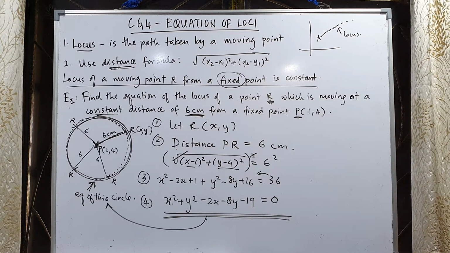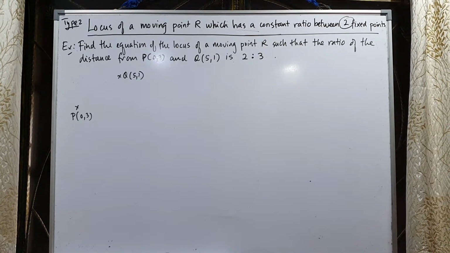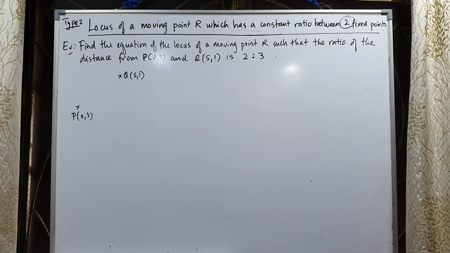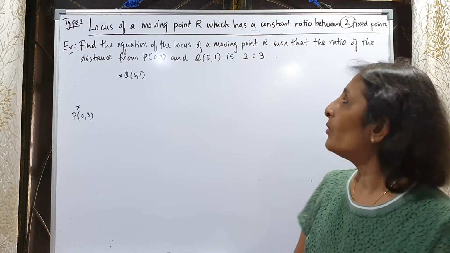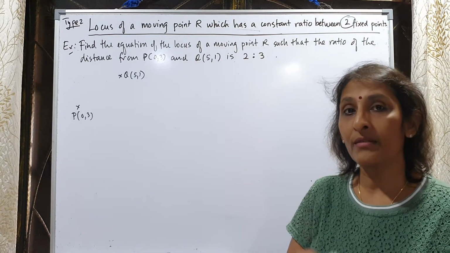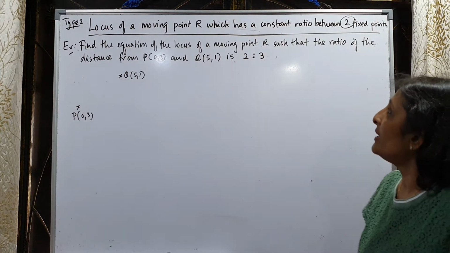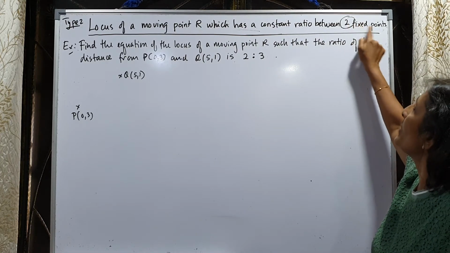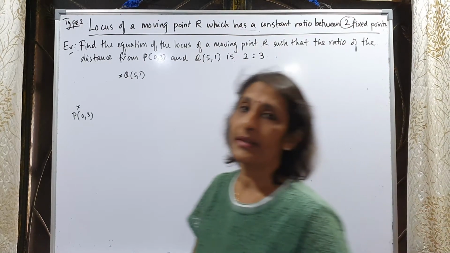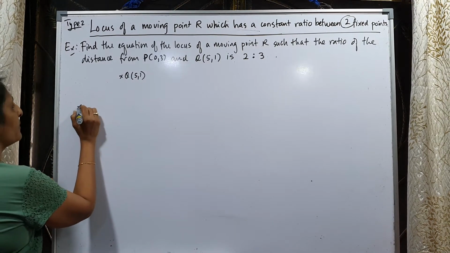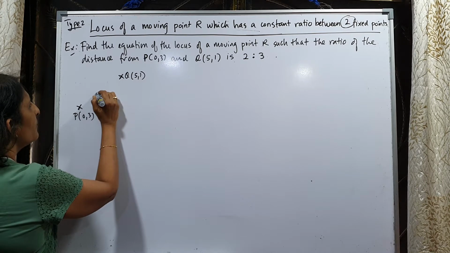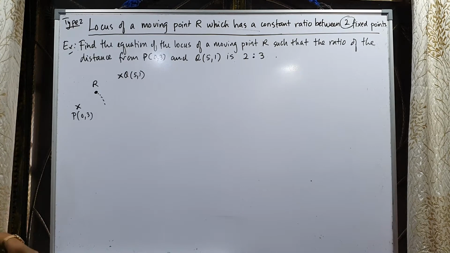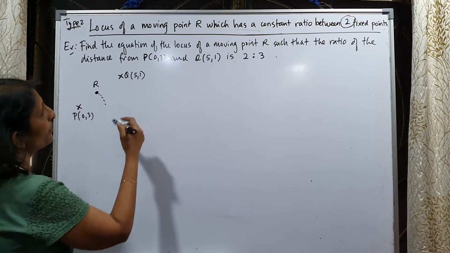Obviously the next type of locus, we have two types. Alright, this is the second type of locus. I remember I told you there are two types of locus. One is a moving point R from one fixed point P. But now this one is a moving point R which has a constant ratio between two fixed points. Earlier one was one fixed point. So that means you have two fixed points, point P and point Q, and then you have this moving point R. R is moving, how is it moving? With a constant ratio. Let's look at this.